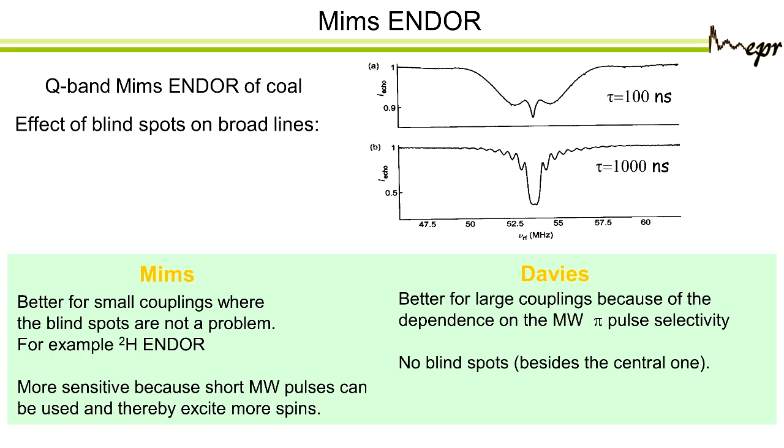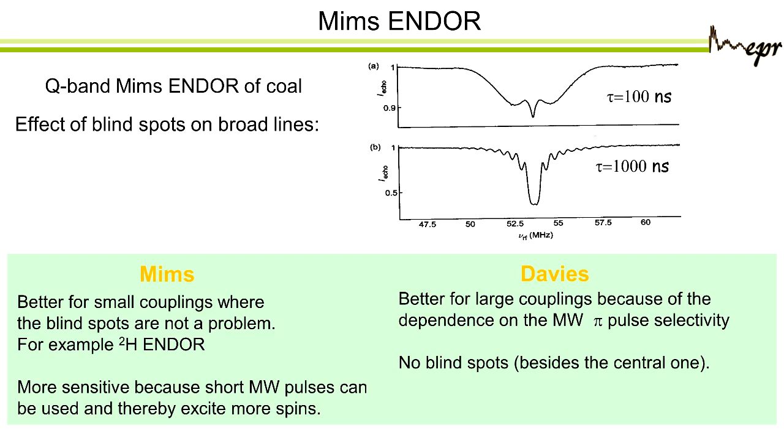So here it's just an ENDOR of coal done at Cuban. This is proton, so there's just a very broad line of many different protons. And you see when you do it with a tau of 100, you see some line shape. When you do it with 1,000, you see all these blind spots. Yeah, so this is this modulation of A tau.